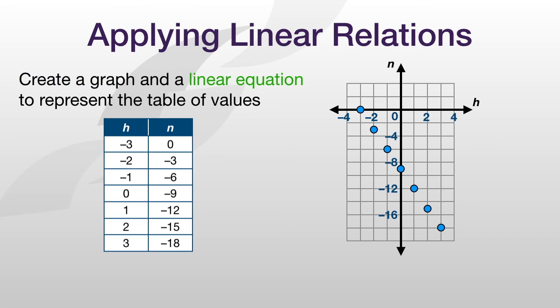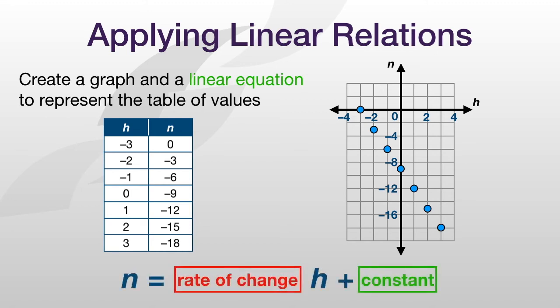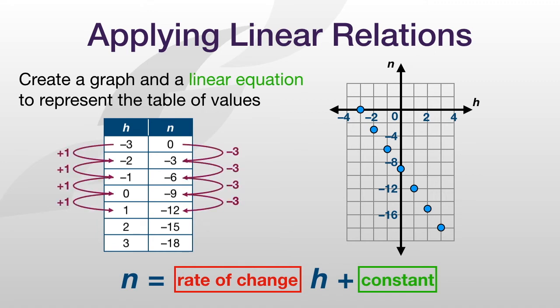Next, let's develop the linear equation for this graph and table. We need to identify the rate of change and the constant. From the table, we can see that the rate of change is going down by 3, related to going up by 1. So our rate of change is -3, which we also can see in our graph.